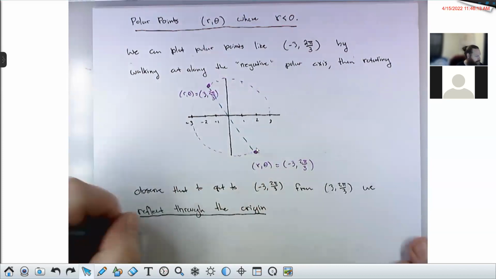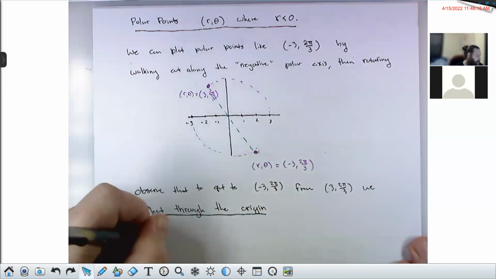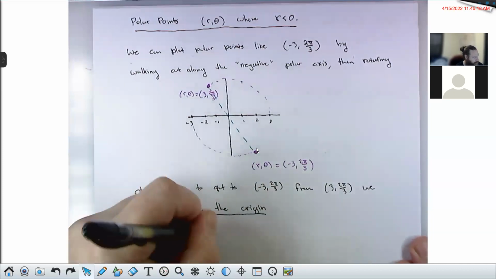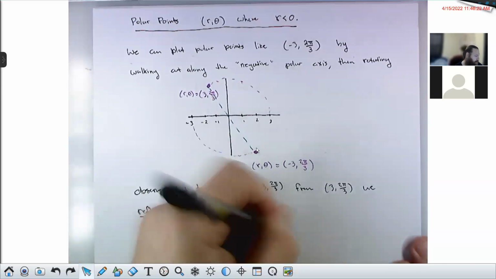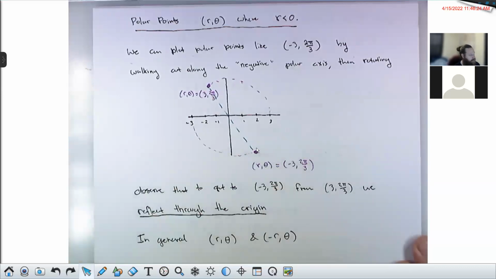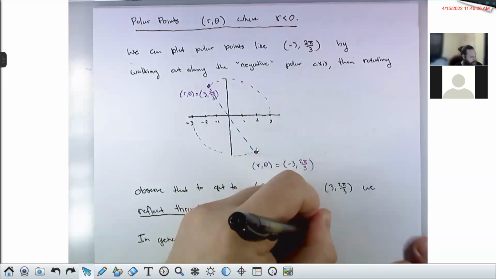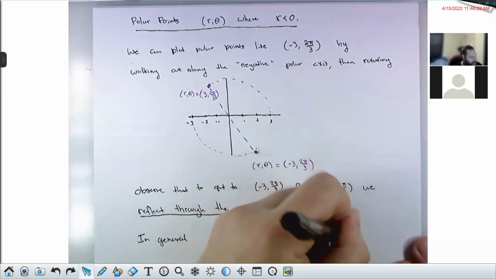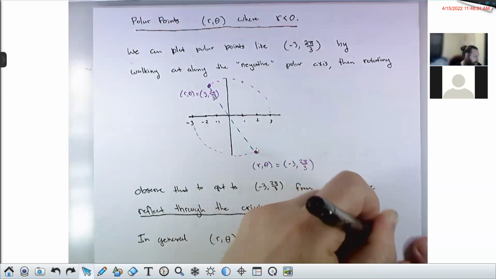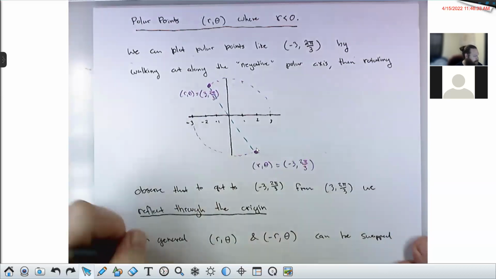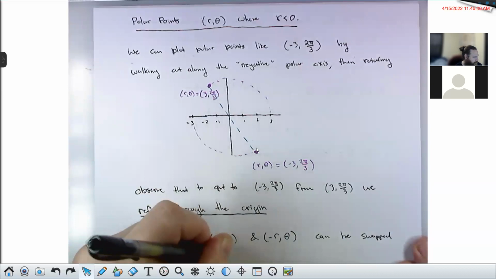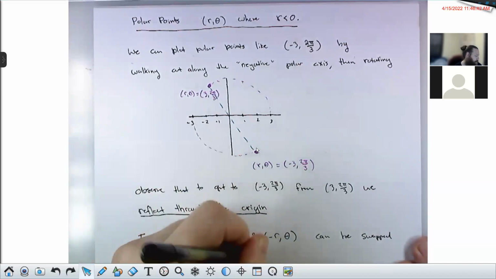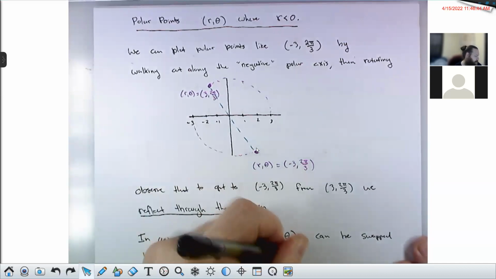In general, r comma theta and -r comma theta can be swapped, meaning you can go from one to the other by reflecting through the origin.